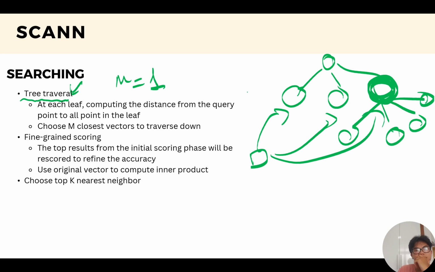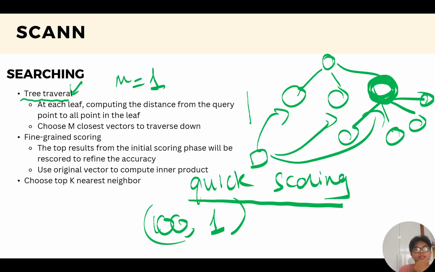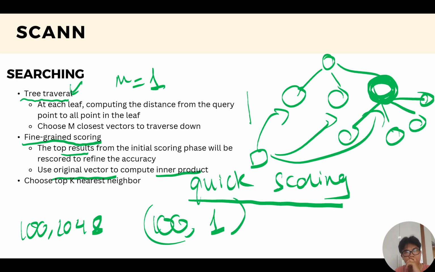So that's why ScaNN is called quick scoring, because we only compute distance on the quantized vectors, like we compute the very small vectors with each other. And in order to get the exact scoring, they will choose the top results from the initial scoring phase, which will be rescored to refine the accuracy. They will use the original vector to compute the inner product to get the exact accuracy. And then they will choose the top nearest neighbors.